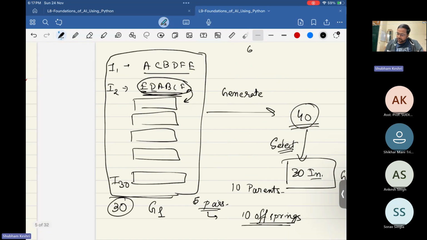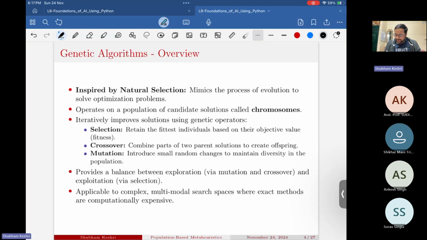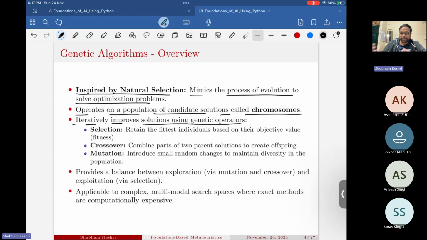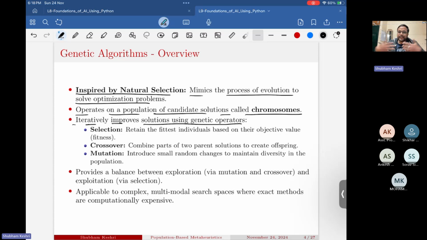Okay, so let's see what I have written in the slides and then we'll talk about one step at a time. So this is inspired by nature. Genetic algorithm started around the 1970s, but the major development of genetic algorithm took place around the 1990s. So it is a relatively new algorithm and it is inspired by nature. It mimics the process of evolution to solve optimization problems, operates on a population of candidate solutions called chromosomes, and iteratively improves solutions using genetic operators. When we were talking about recombination of chromosomes, we were saying those are genetic operations performed.